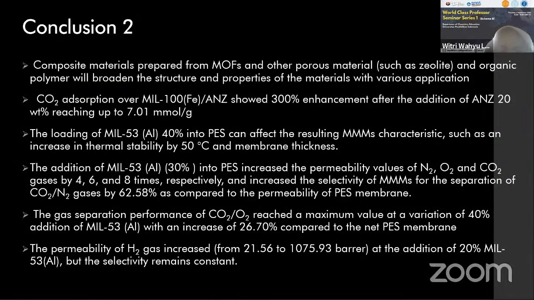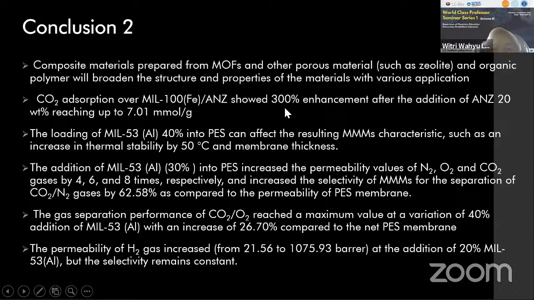And after here, maybe I will conclude the study of this MOF for after compositing with some material like zeolite or with organic polymer. In the application of adsorption it has a promising result, and it is also promising for growing applications. And then the adsorption capacity of composite MIL-100 Fe with natural zeolite.